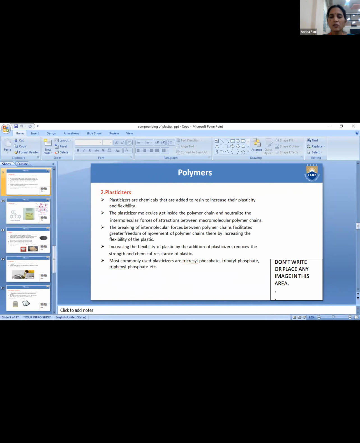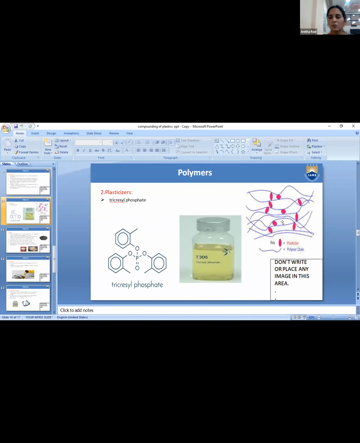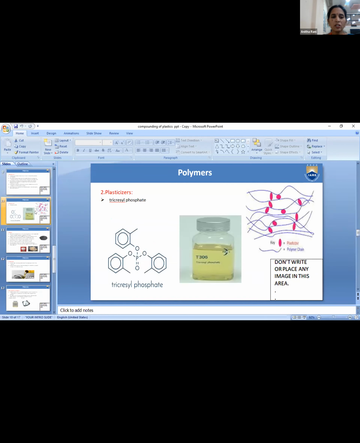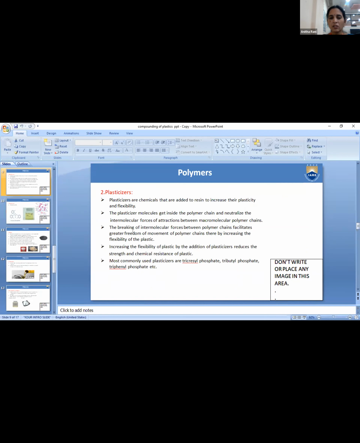When we add these chemicals to the polymer resins, they get inside the polymer chains. You can see in the diagram; this diagram you students have to draw in the exam. No need for the structures and all, but this diagram you have to draw. The plasticizer molecules get inside the polymer chain and neutralize the intermolecular forces of attraction between the polymer chains. There will be flexibility in the polymer chain, so we can go for reshaping and mold into any desired shape. The breaking of intermolecular forces between polymer chains facilitates easy movement of polymer chains, thereby increasing the flexibility of the plastic.